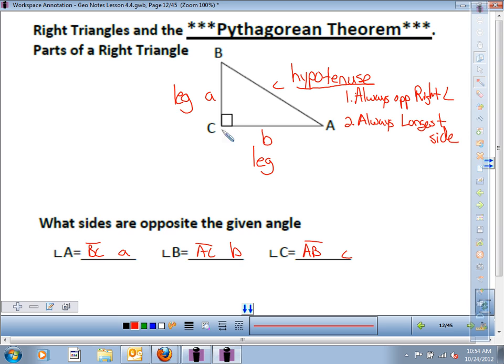A and B that form that right angle, those are called your legs. The side that is opposite of that right angle, this is probably the most important side, is your hypotenuse. It's always across from the right angle or opposite the right angle, and it's always the longest side.